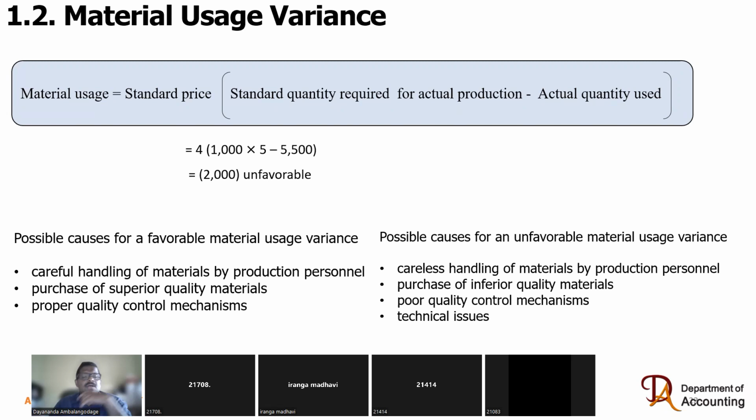The reasons for an unfavorable variance: careless handling, inferior quality, poor machines, inexperienced employees, technological issues, etc.